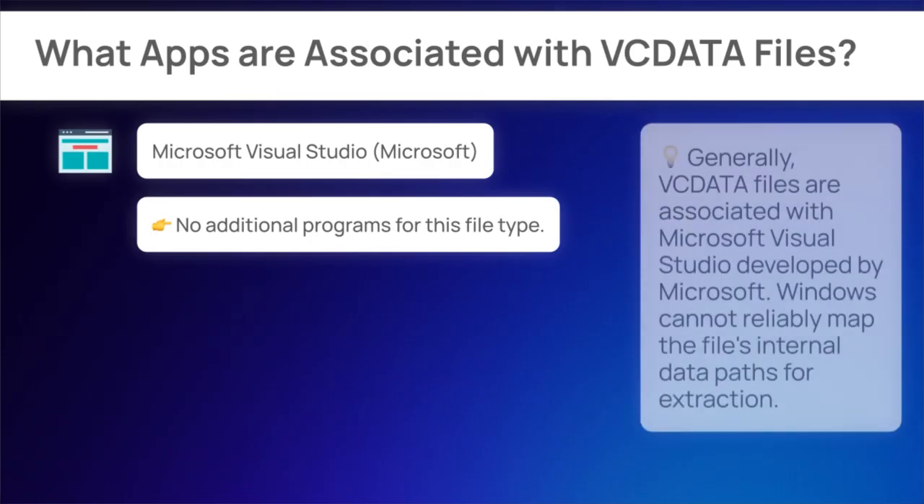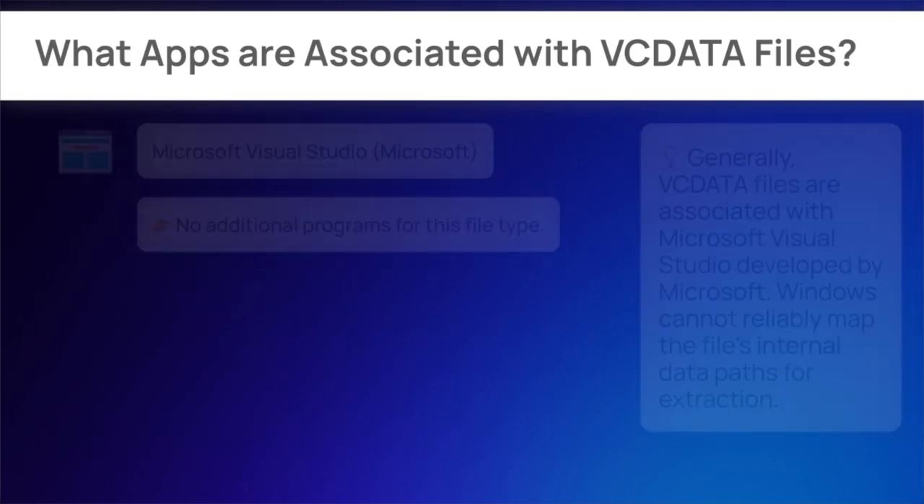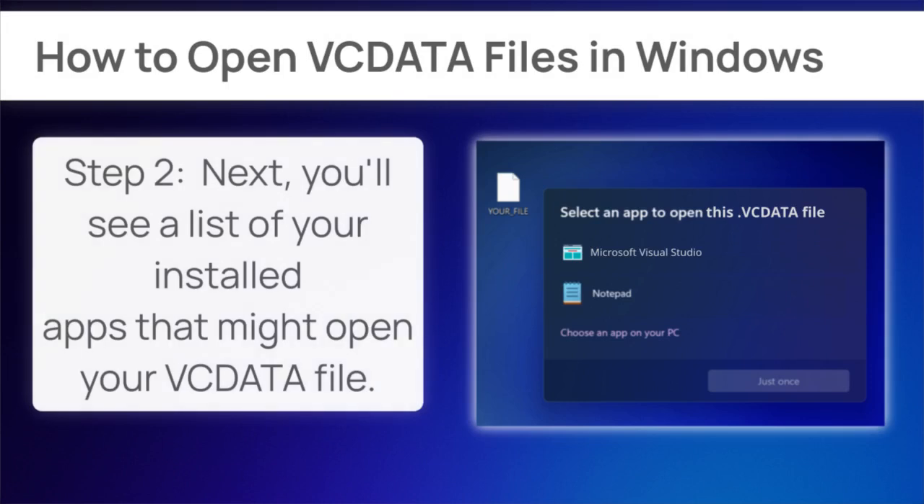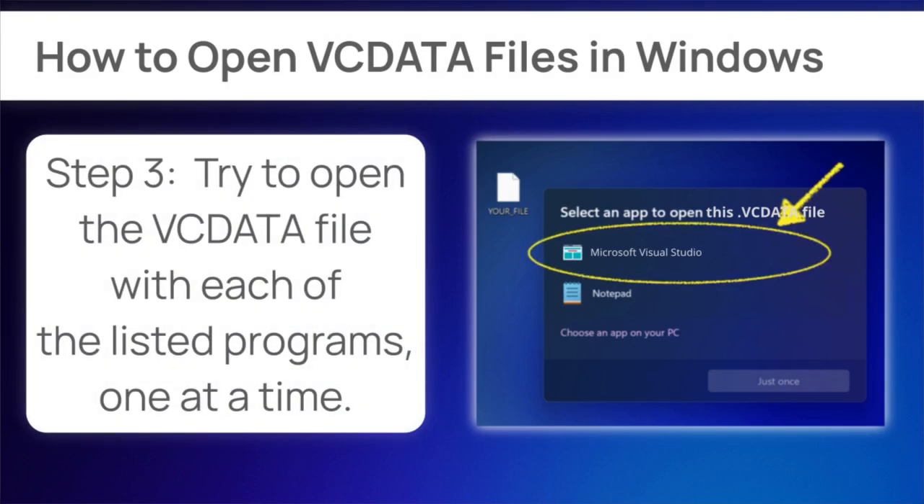Windows cannot reliably map the file's internal data paths for extraction. Windows may open these files in a text or config editor, but modifications should be made only when their impact is clear. We're testing the system's ability to interpret the file's data block. Right-click the VCDATA file and click Open With. Test Microsoft Visual Studio first. If it's unavailable, choose another program. The correct tool is key.